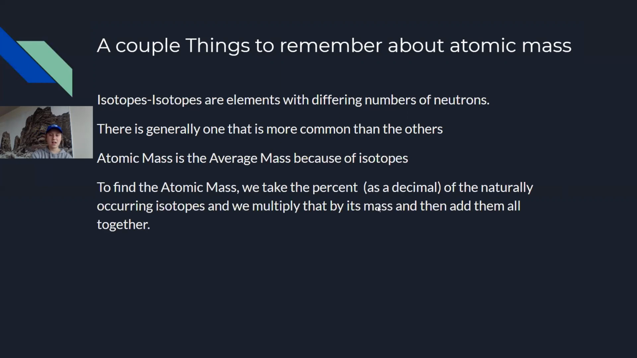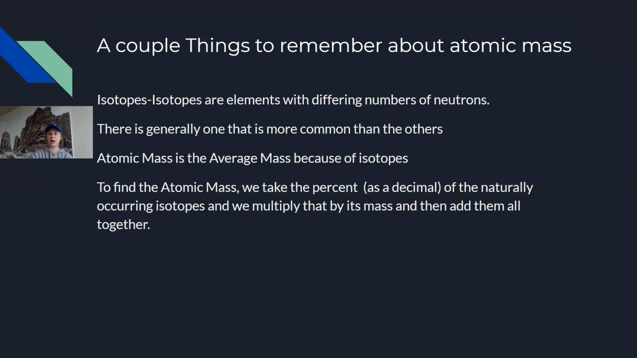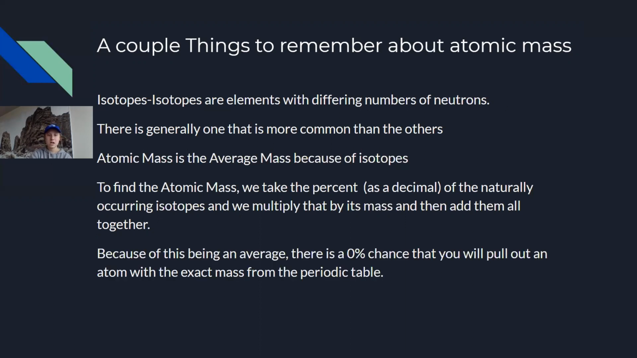And the atomic mass is an average mass because of isotopes. So you're never going to go in nature and grab out a carbon that has a mass of 12.011 grams. So remember to find the average atomic mass, we take the percent as a decimal and multiply it by its mass, and then we add them all up and we get the average atomic mass that we get from the periodic table. Super important to remember.